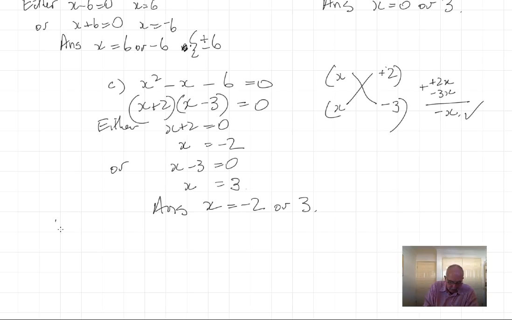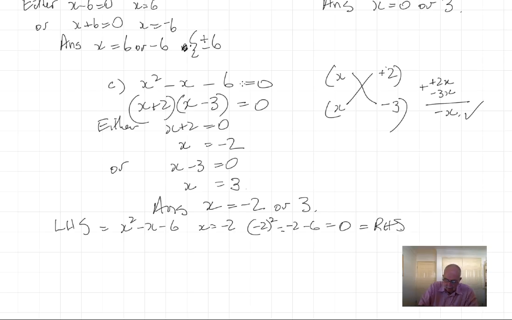Let's do a check. Left hand side equals x squared, so we're going right back to the original equation, minus x minus 6. Now you've got to do two checks here. So we've got x equals negative 2, you've got negative 2 squared minus negative 2 minus 6 equals. Now negative 2, when you square a negative you get a positive 4, minus minus is a plus. So 4 plus 2 is 6, minus 6 is equal to 0. And that's equal to the right hand side, because the right hand side up here is equal to 0.